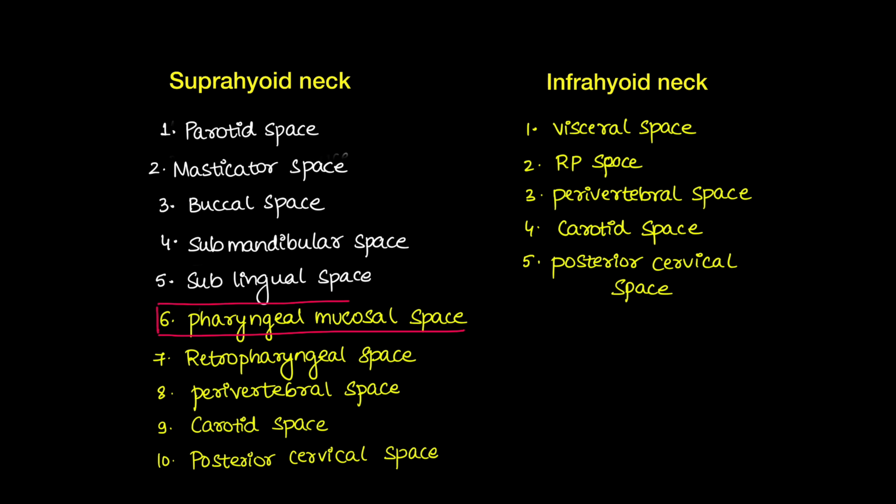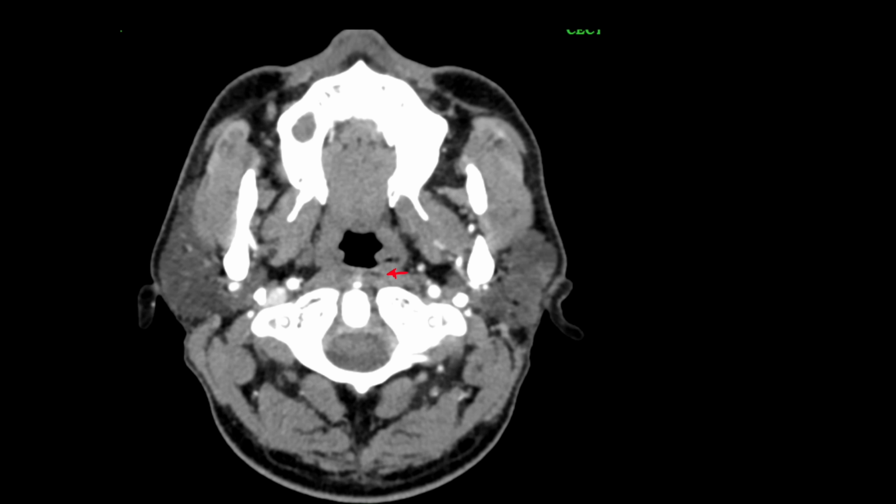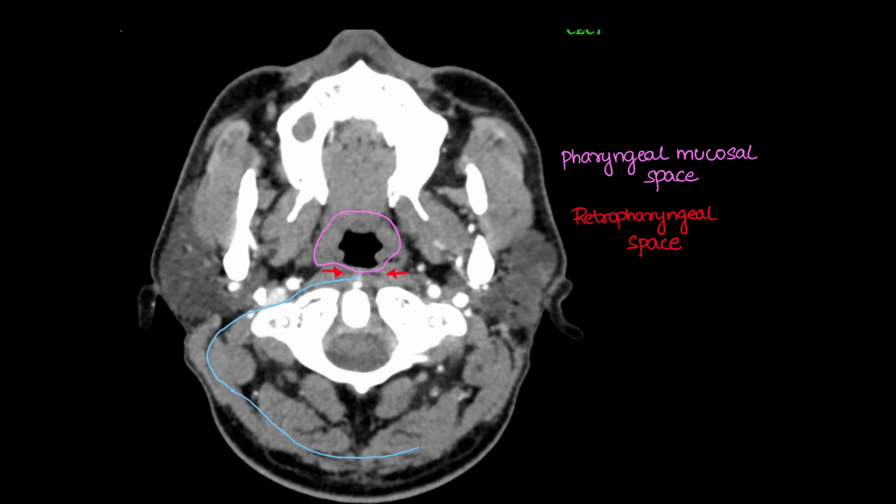All these neck spaces are paired spaces, that is, they are on left and right, except these three spaces. They are the midline unpaired spaces. Let's see these midline unpaired spaces. Here behind the pharyngeal airway, or behind the pharyngeal mucosa, we have the retropharyngeal space. This is the pharyngeal mucosal space, which has pharyngeal mucosa, as the name suggests. And around the vertebral body, including all the paravertebral muscles, we have the perivertebral space.